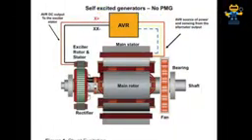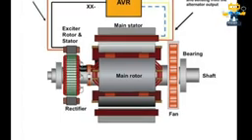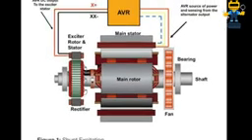Here, as you see, the main rotor is in the middle, and the main stator winding is parallel to the main rotor. Once the revolving shaft is moved with the help of the diesel engine, it will produce electrical power.